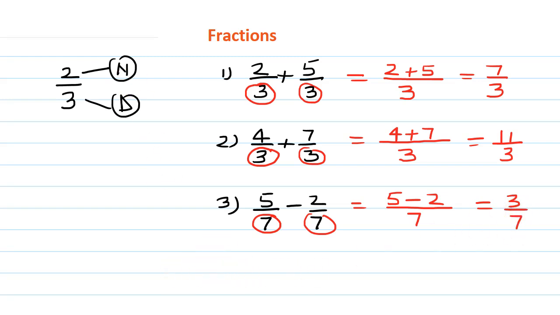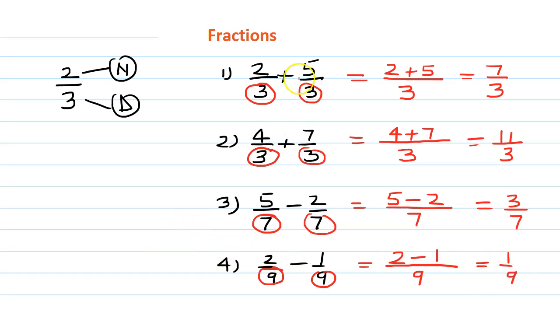Okay. So let's see one more example. If it is 2 over 9 and 1 over 9. If you see, again we have same denominator, 9 here and 9 here. So what we need to do? Just draw a line, write down the same denominator, and the numerator has minus sign in between, that is 2 and 1. So write down 2 minus 1. 2 take away 1 is 1. So 1 over 9. Nice and easy. So this is the way, when denominators are same, then we can do it this way.